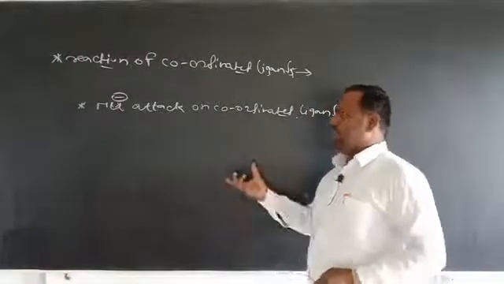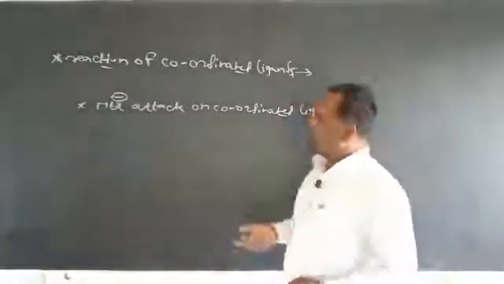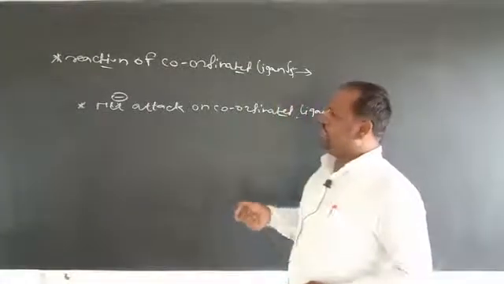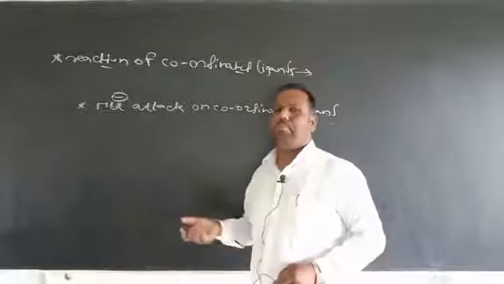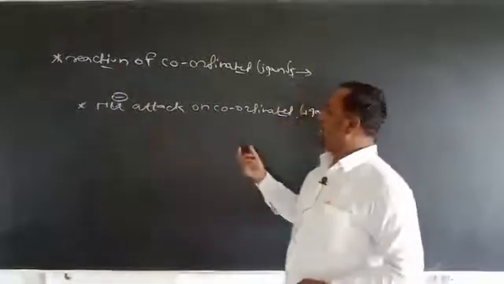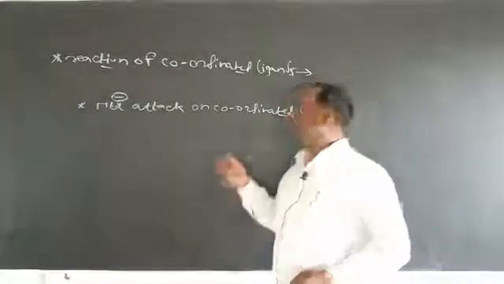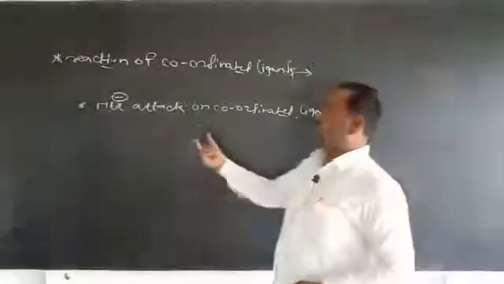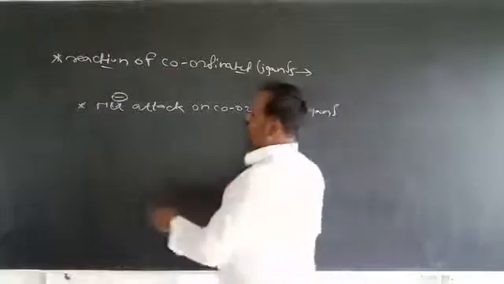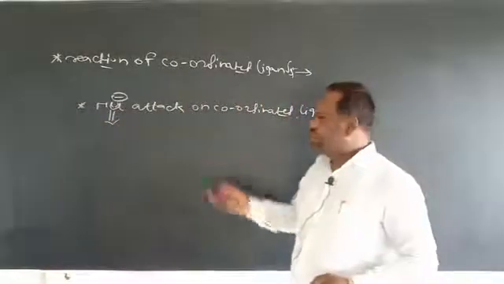Whenever a ligand forms a bond with a metal atom, its electron distribution is changed, its reactivity is changed, and it gets activated to attack by electrophiles or nucleophiles. When a nucleophile attacks coordinated ligands, meaning the ligands attached to the metal atom, what are the conditions for this attack? We will discuss them one by one.